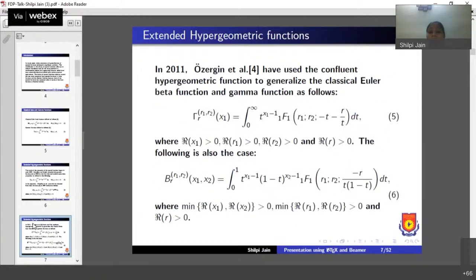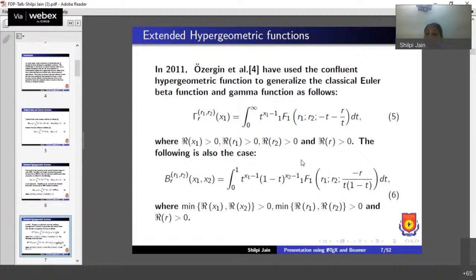Now, in 2011, Özergin et al. have used the confluent hypergeometric function to generalize the classical Euler beta function and gamma function, as given by equation number 5, gamma(r; r1, r2; x1) = integral from 0 to infinity of t^(x1-1) 1F1(r1; r2; -t - r/t) dt. This is equation number 5, where real of x1, real of r1 and real of r2 are greater than 0 and real of r is greater than 0.